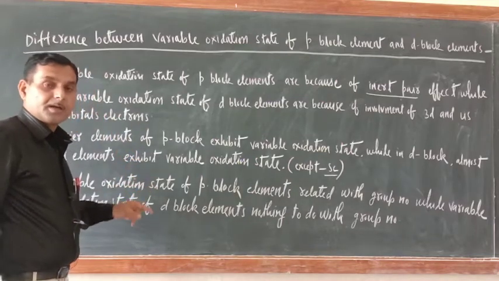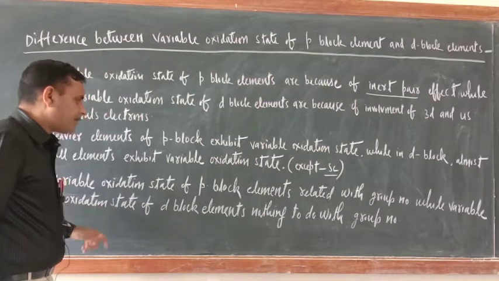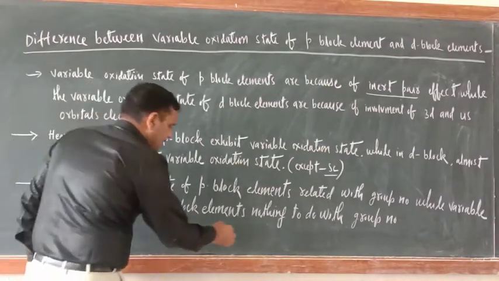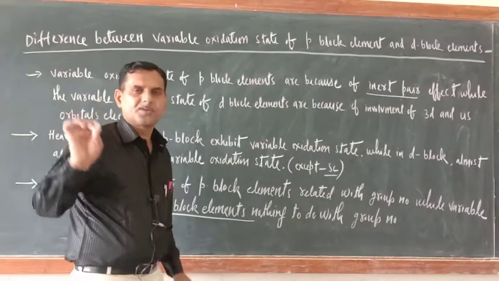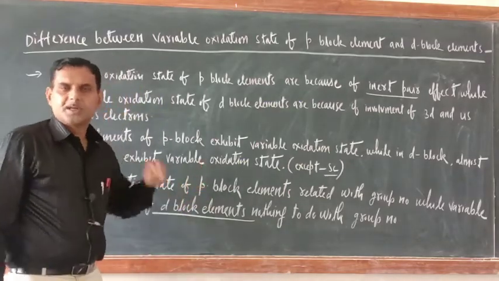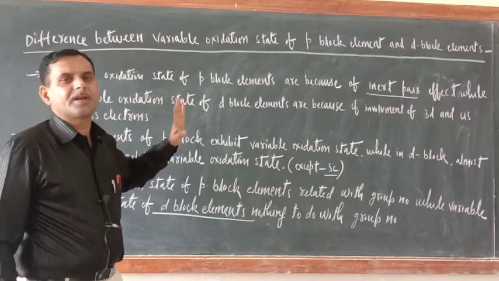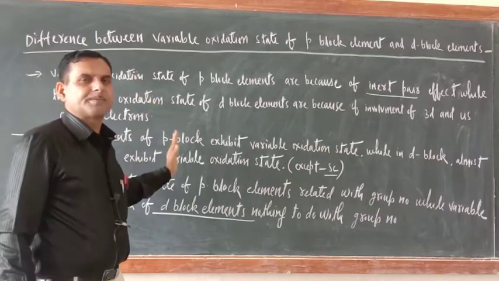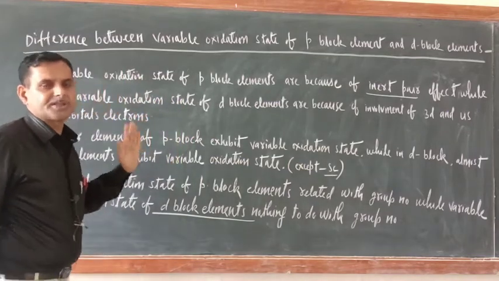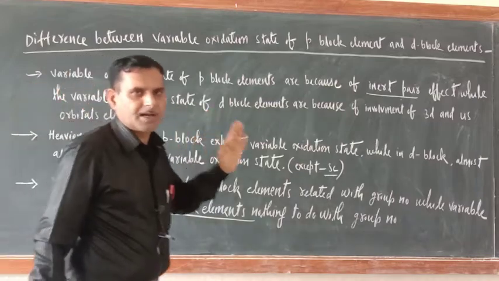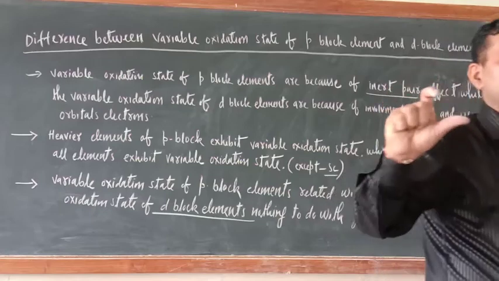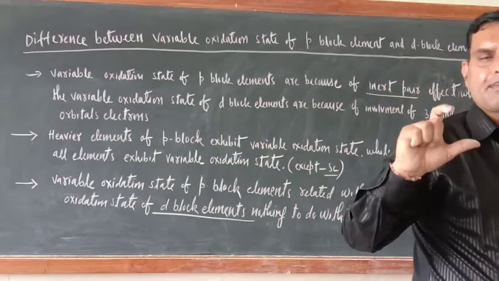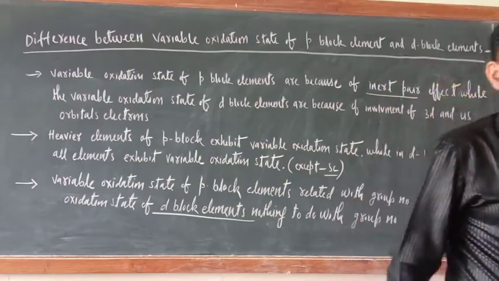So the variable oxidation state of p block elements is related to their group number, but the variable oxidation state of d block elements has nothing to do with the group number. They will keep on exhibiting variable oxidation states. So this is the basic difference between the variable oxidation state of p block and d block elements. You should note this down, because in the NCERT book also, one particular paragraph discusses this.